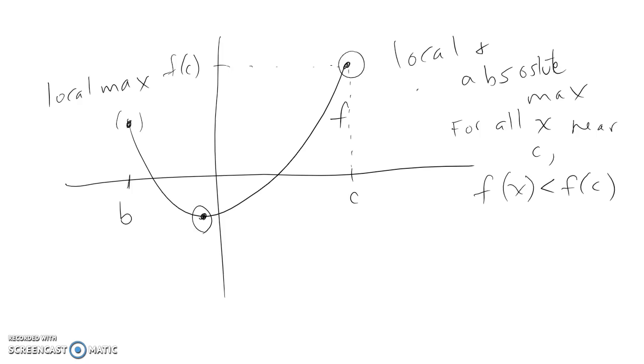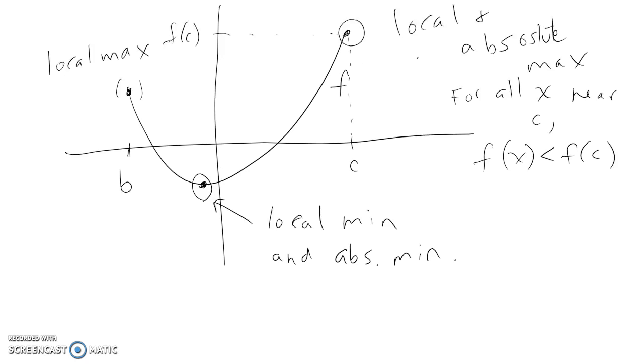And then we have this little point down here that we would call a local min or minimum, but it actually ends up also being an absolute minimum, right? Because it is the lowest point on the graph.